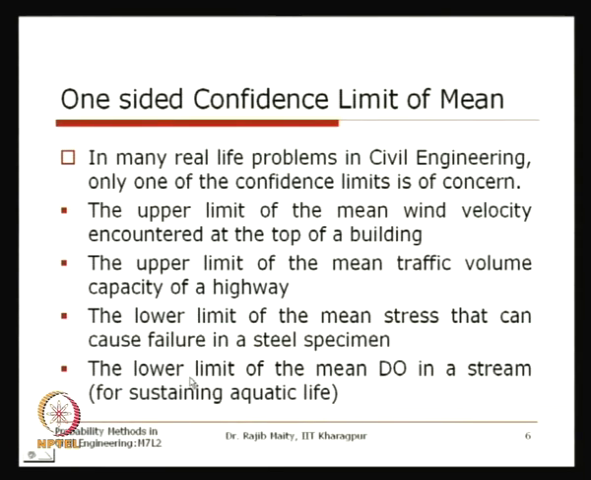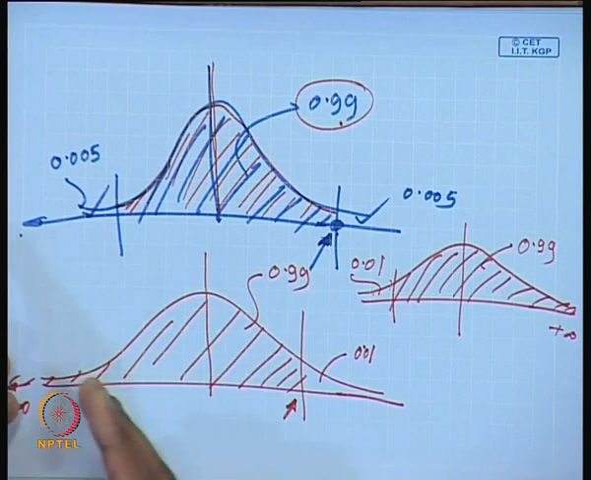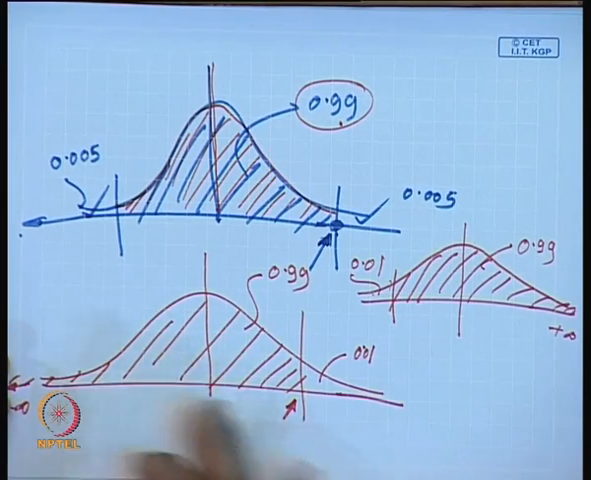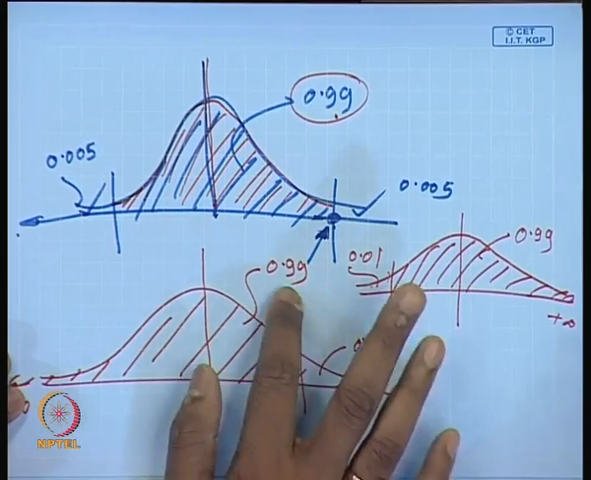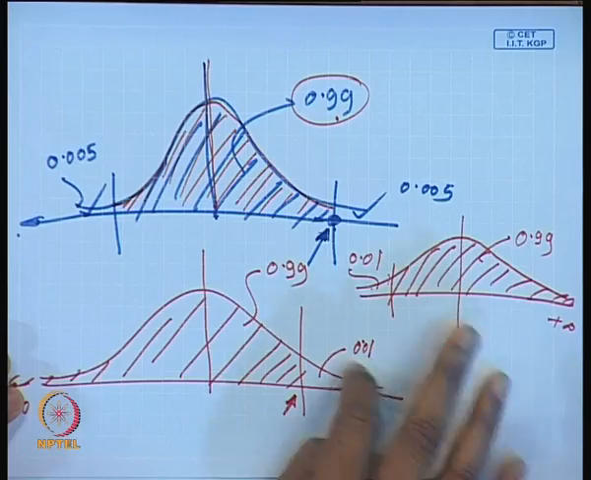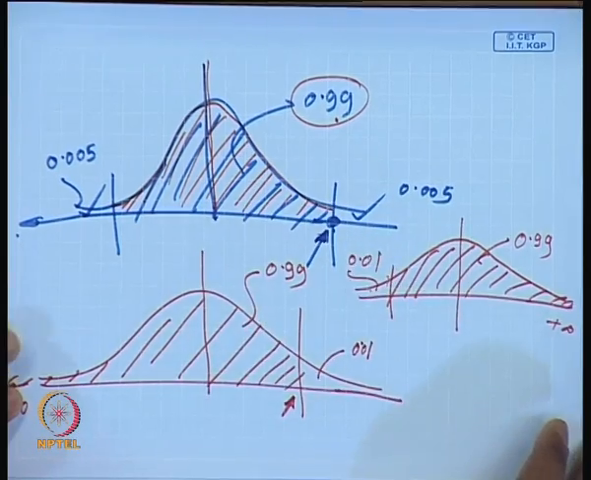So, these are some examples where we are interested to know what their limits should be, either the upper limit or the lower limit. The change in this concept is that if we are looking for the upper limit, then we start from minus infinity to that point, which is my confidence level. The remaining part is 0.01, that is, 1 minus this confidence level.